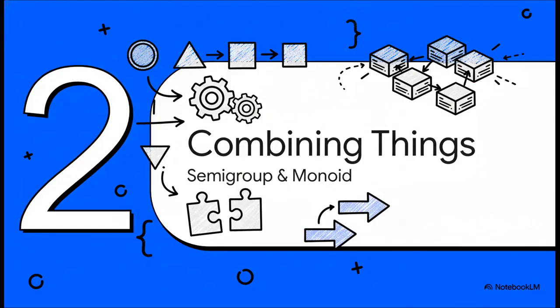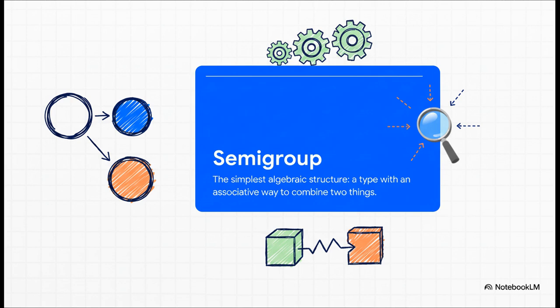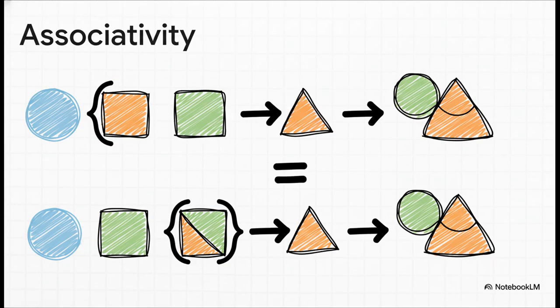Okay, let's get our hands dirty with our first and simplest abstraction, and it's all about one really fundamental idea: combining things. This brings us to our first fancy word, semigroup. All this really means is that you have a type of something and a consistent way to combine two of them into one. The one and only rule is that this combination has to be associative. And trust me, you already know this inside and out.